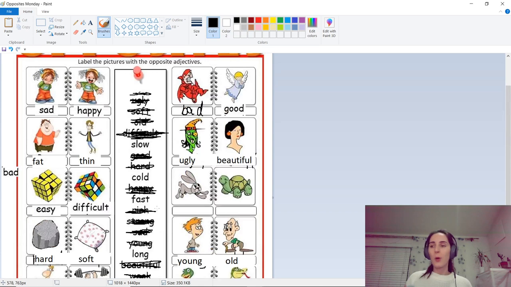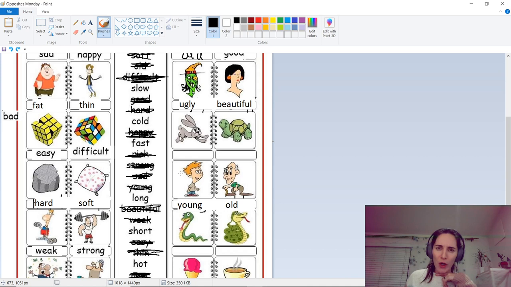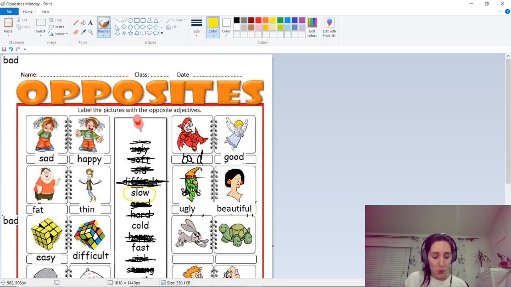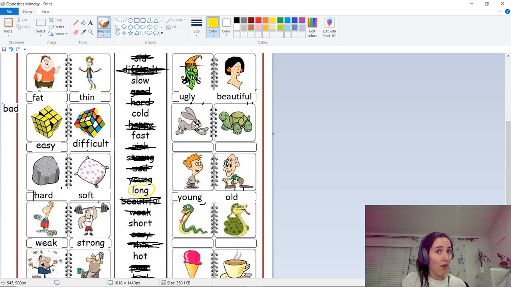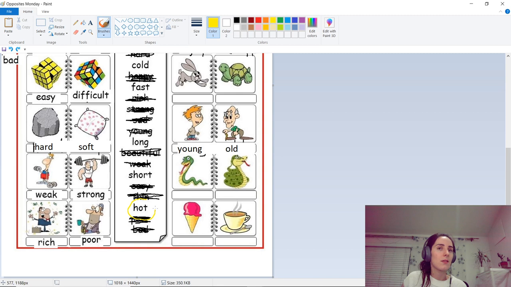Let's look. Two animals. Two very different animals. This is a rabbit. And this is a turtle. Well, let's look at our words so we can decide what opposites. We have slow, cold, fast, long, short, and hot.